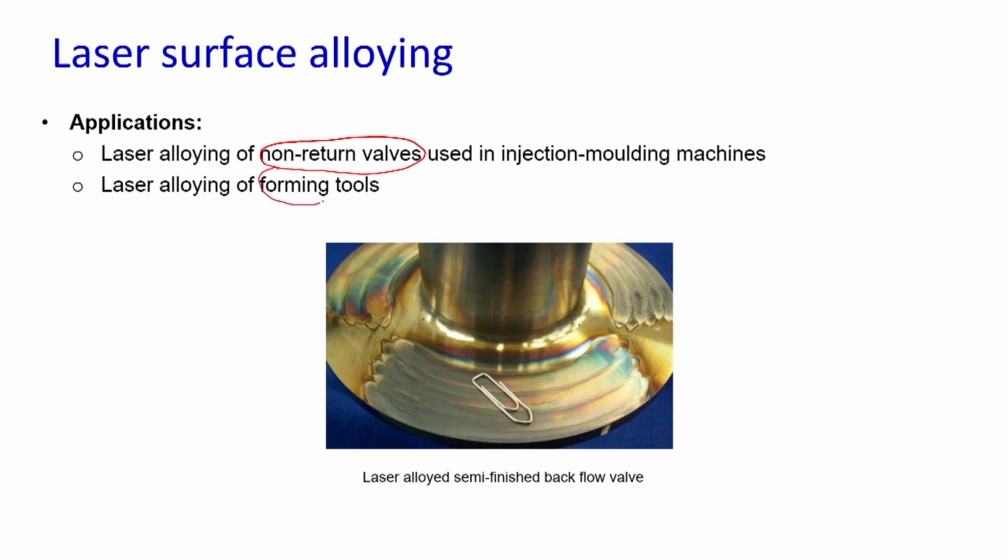Then forming tools. Forming tools are again exposed to high friction and there is a wearing of these forming tools. So, here as well the laser surface alloying can be helping us. One picture is there on your screen. This is a backflow valve, and here you can see the surface is laser alloyed. By applying the lasers and specific powder over it, the required material performance can be achieved.